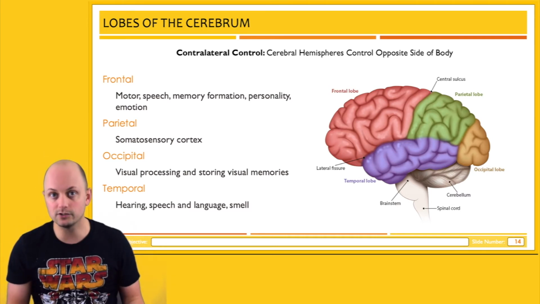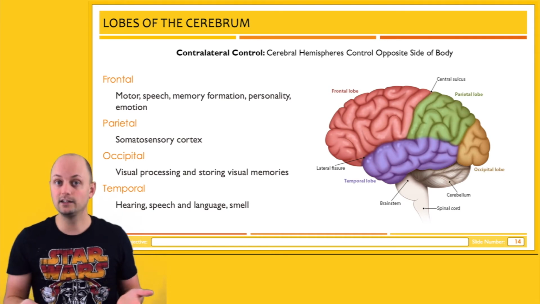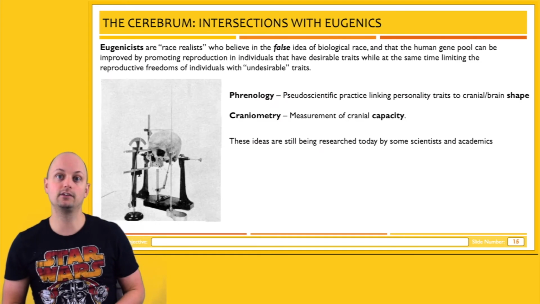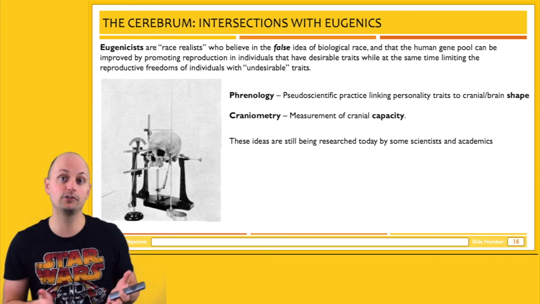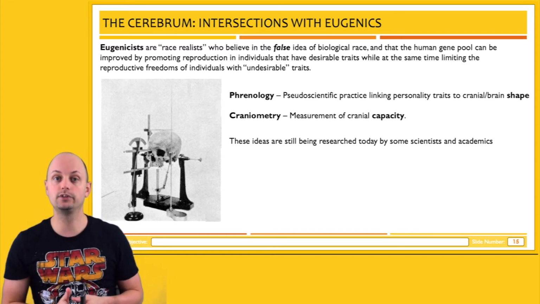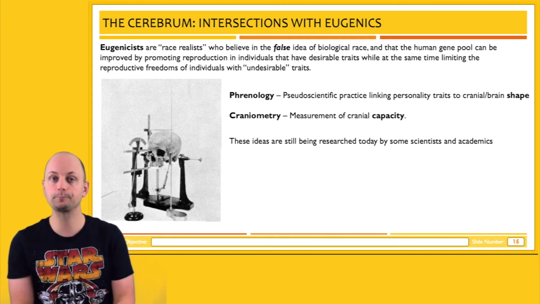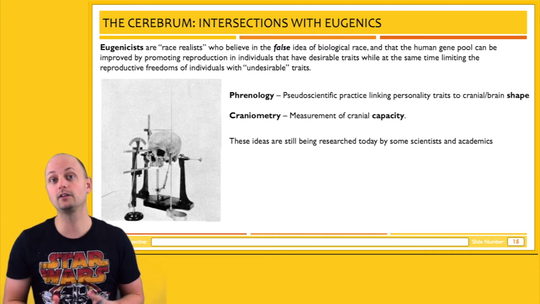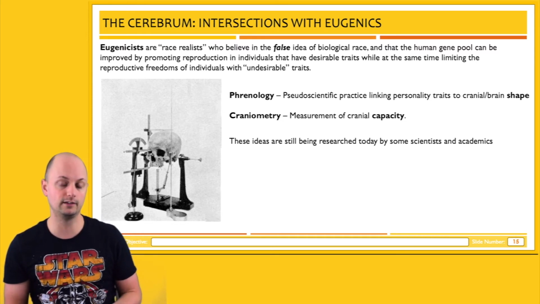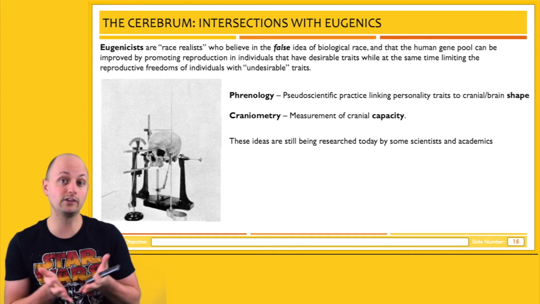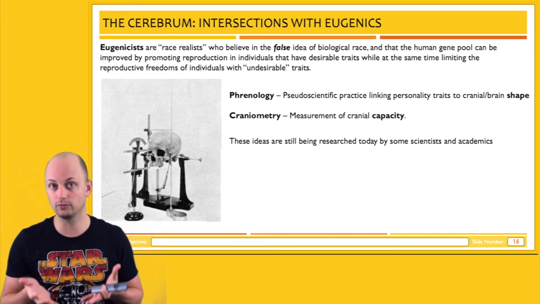So I want to quickly mention that while neurobiology is a really exciting field to work in, scientific and pseudoscientific studies of the human brain always deserve extra scrutiny because they have, historically and presently, been used to justify sexism, racism, ableism, and homophobia. In particular, there have been a lot of claims made throughout history about the human brain by eugenicists. Eugenicists are race realists, or people that believe in the idea of biological race.